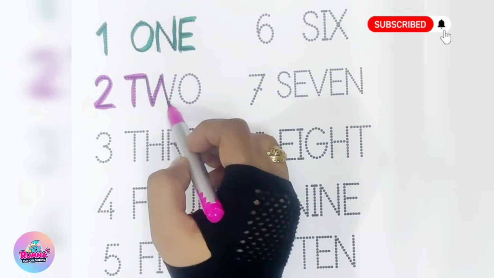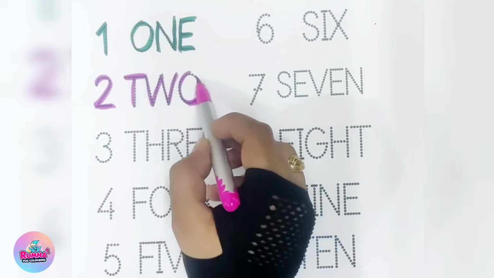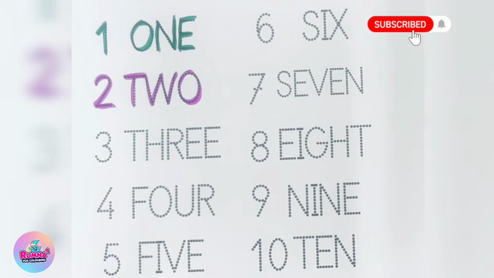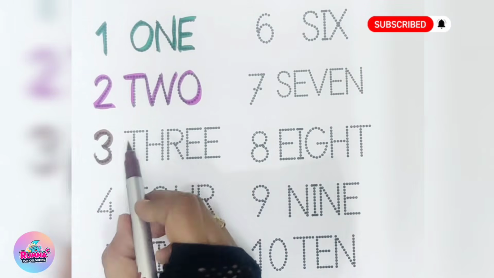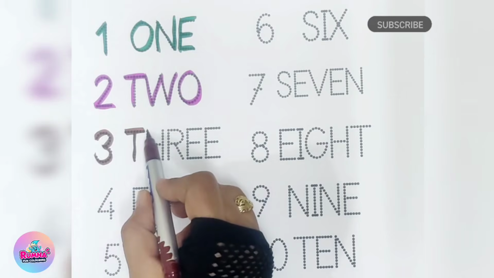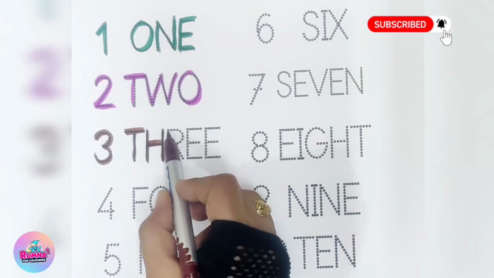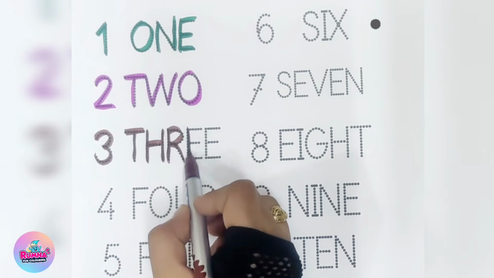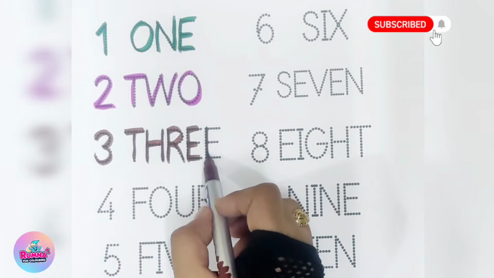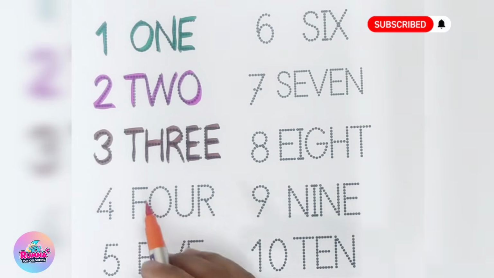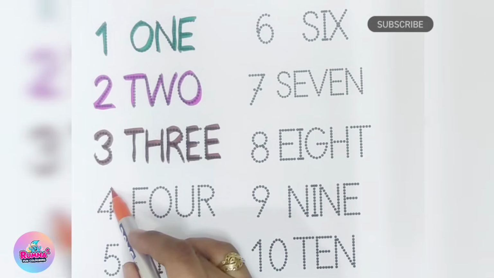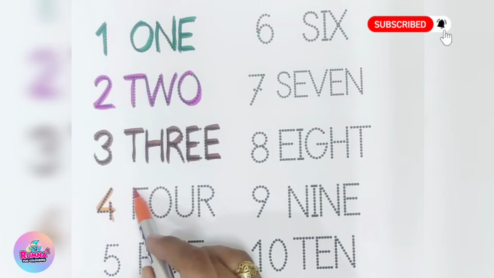TWO. 2. TWO 2. Then we have number 3 with brown color. THREE. 3. Number 3. Then we have our next number, that is number 4 with orange color.